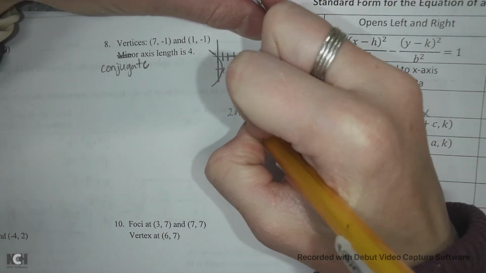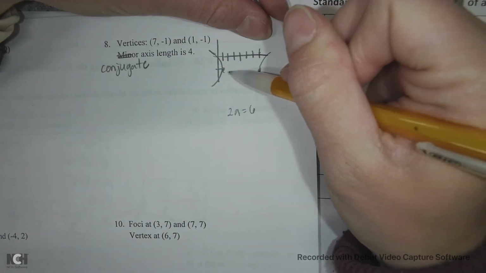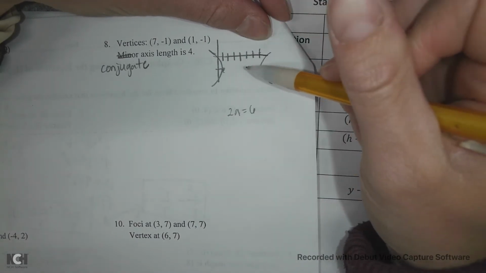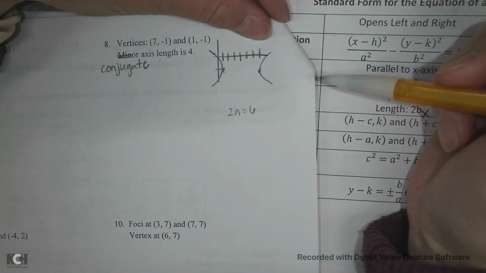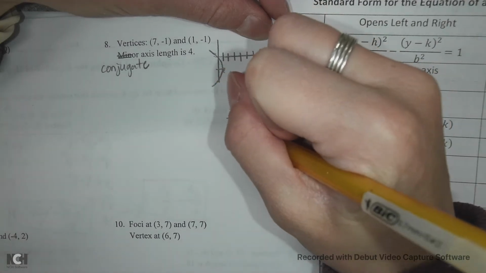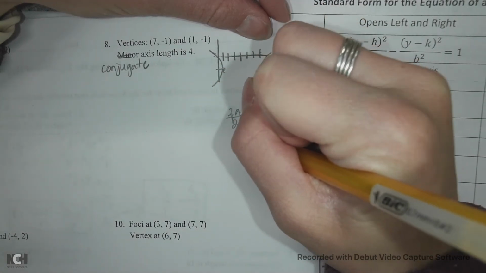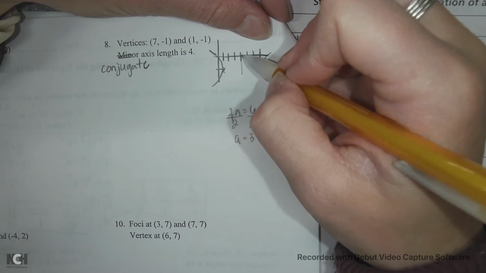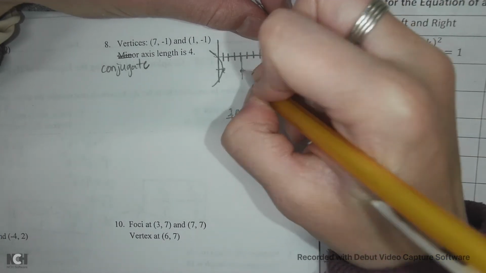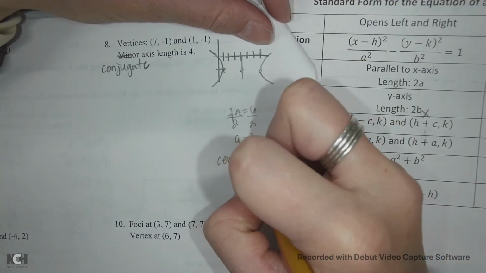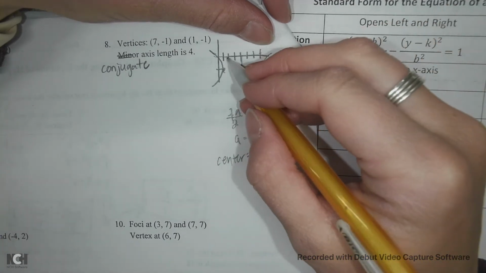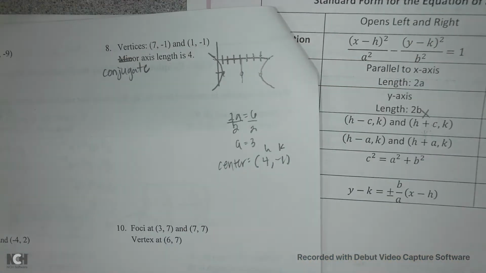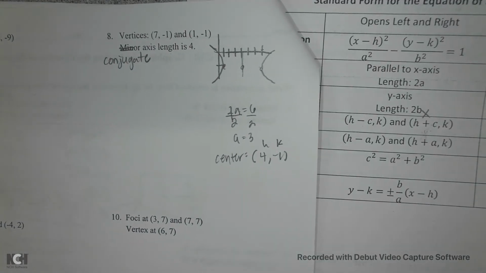So 2A is equal to 6. And A always goes with whatever direction it is. So if it's going left to right, that's where my A is. And if it's going up and down, that's where my A is as well. Then we have to divide each side by 2, and A is 3. So then 1, 2, 3, here's my center. So my center is at 1, 2, 3, 4, -1. So that's H and K. So now we keep going.